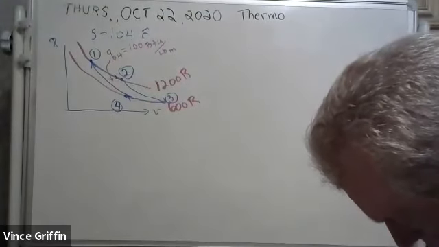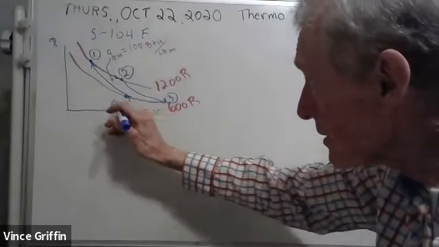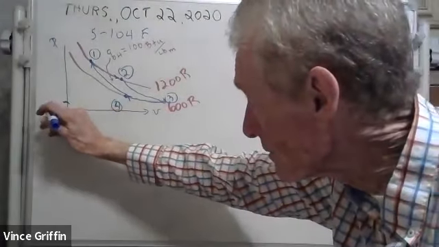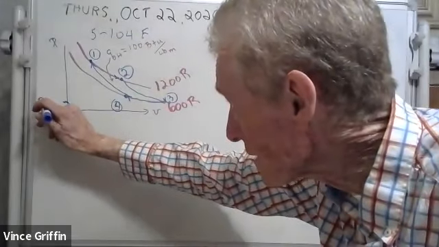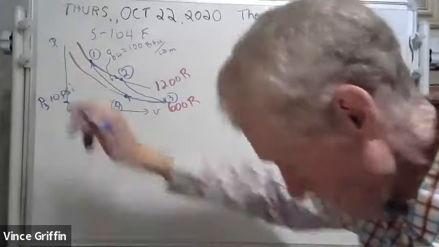The lowest pressure in the cycle is 10 psi. Well, that would be here at 3. At state 3, we have 10 psi.